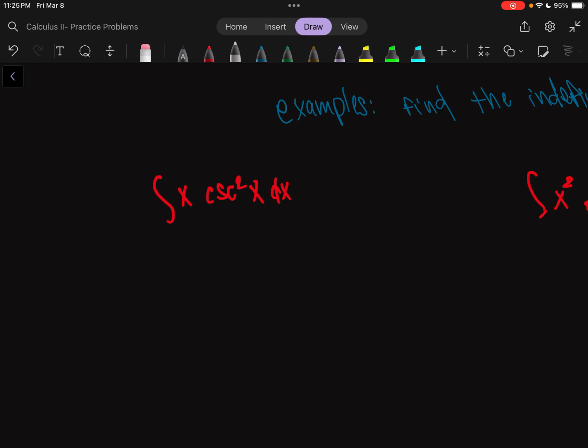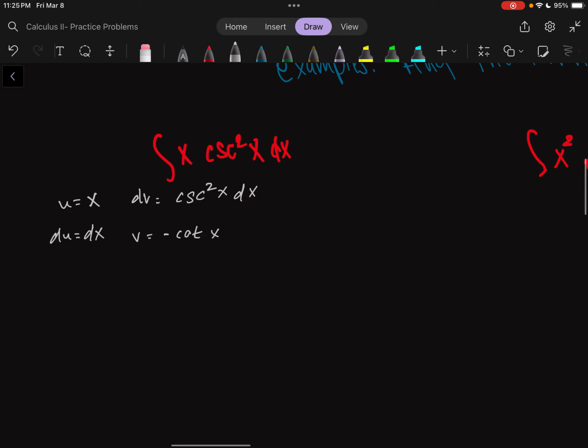So let's look at this. U is going to be that polynomial term, in this case just x. dv is going to be whatever's left, right? So that means du is just dx, and v is the integral of cosecant squared x, so that works out good. It's just negative cotangent x. That should be on your formula sheet if you don't have it memorized.